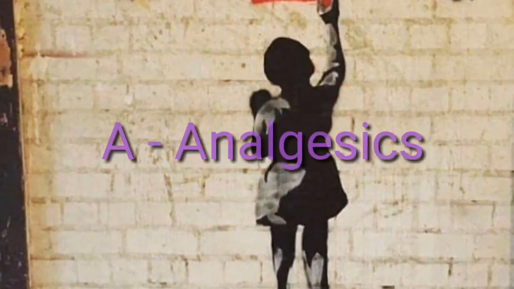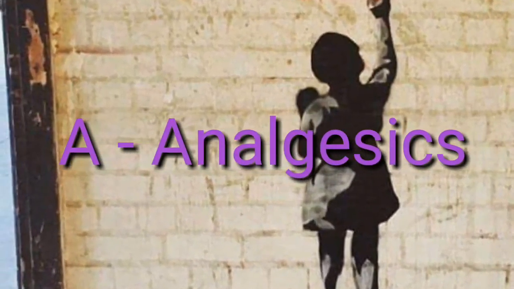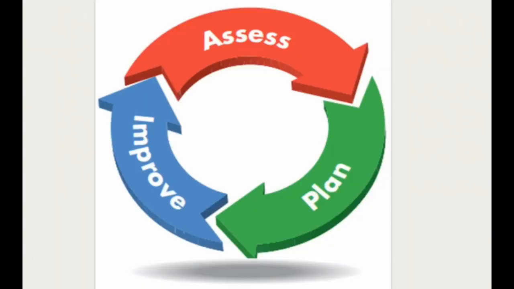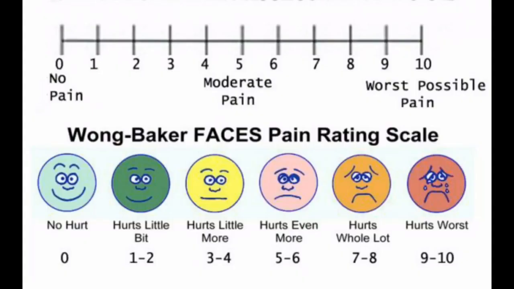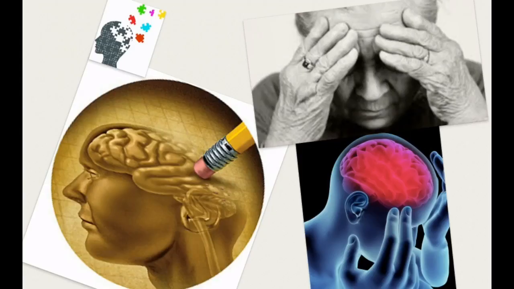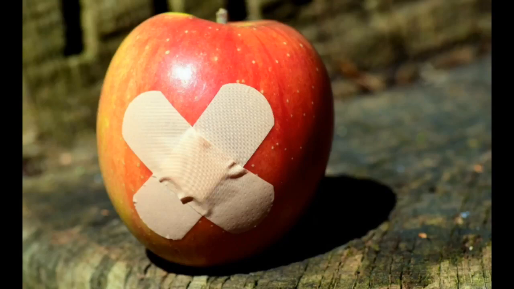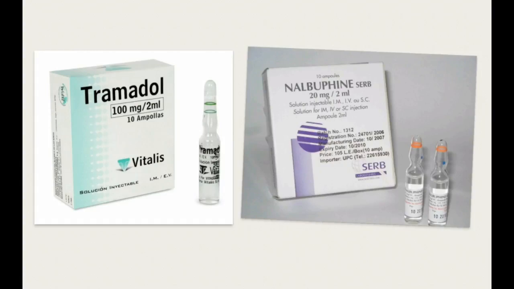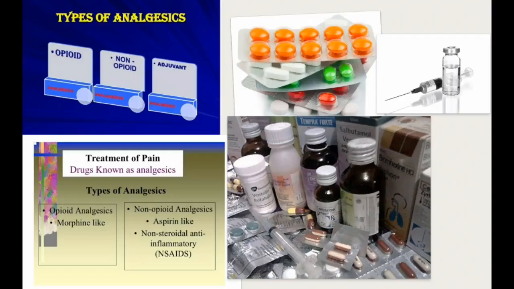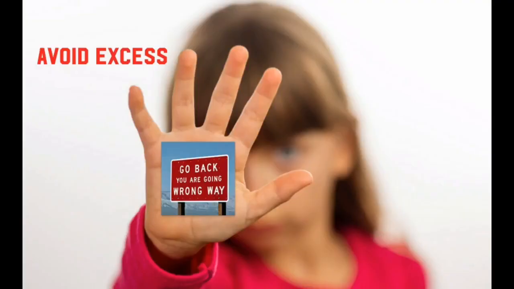The second alphabet is A. A is for analgesia. When you see this, assess the pain of the patient verbally, or if he cannot convey his pain, use tools like a pain scale for assessing the pain and give any painkillers if needed. Pain affects the cognitive and physical recovery, so enough pain relief must be given as needed, like injection tramadol, injection nalbuphine, etc. Sufficient analgesic should be given and giving more of it should be avoided.